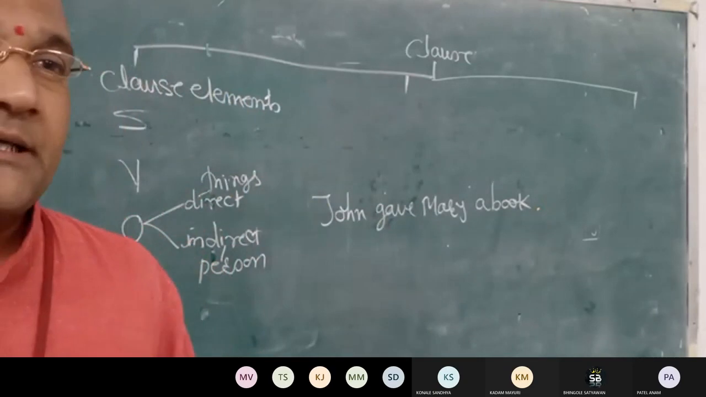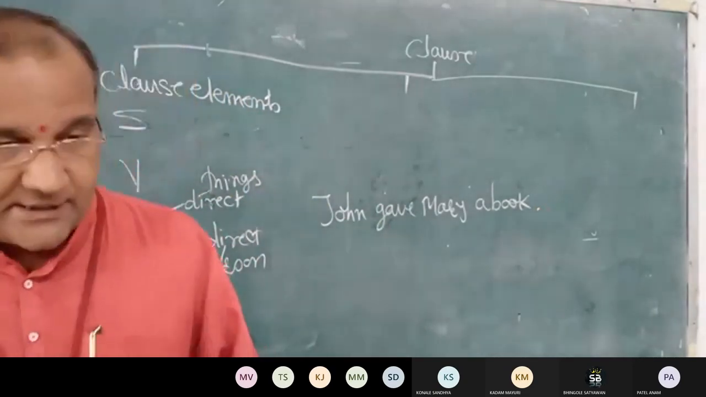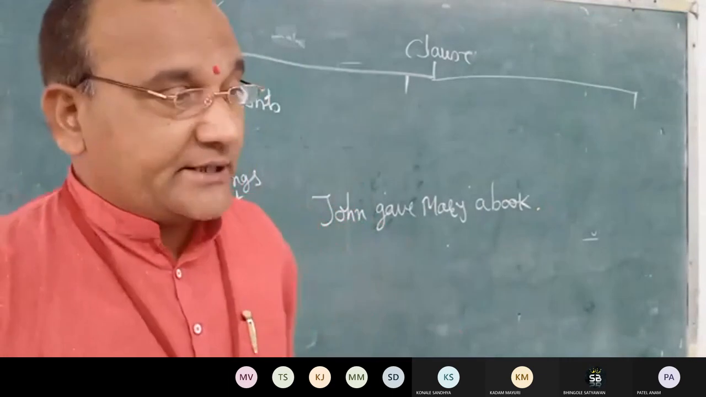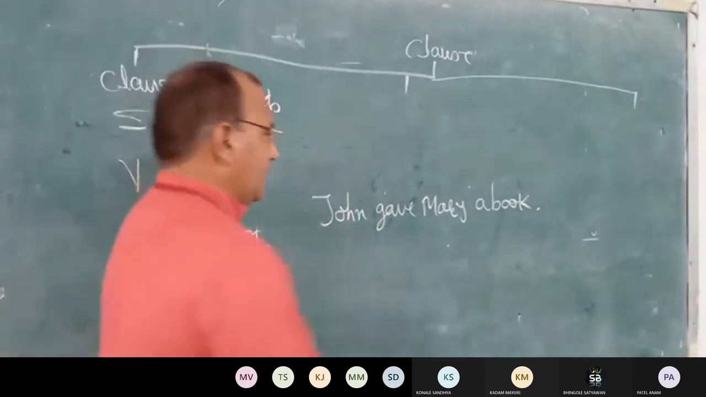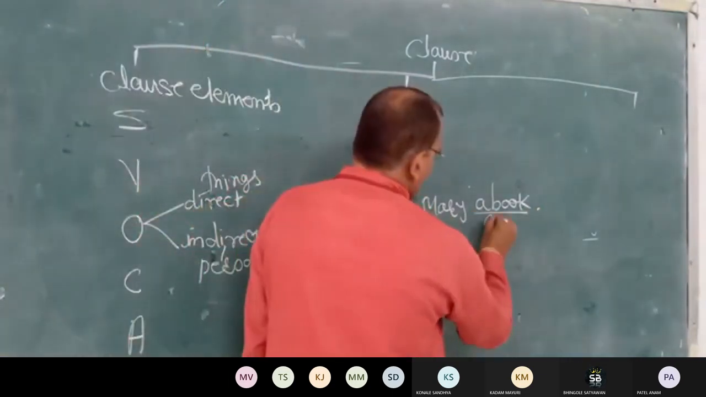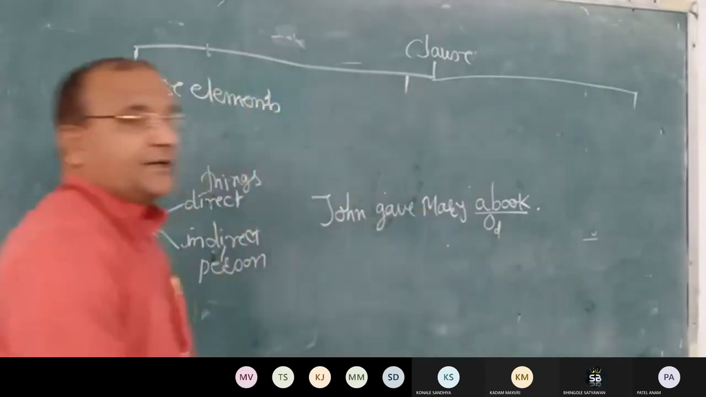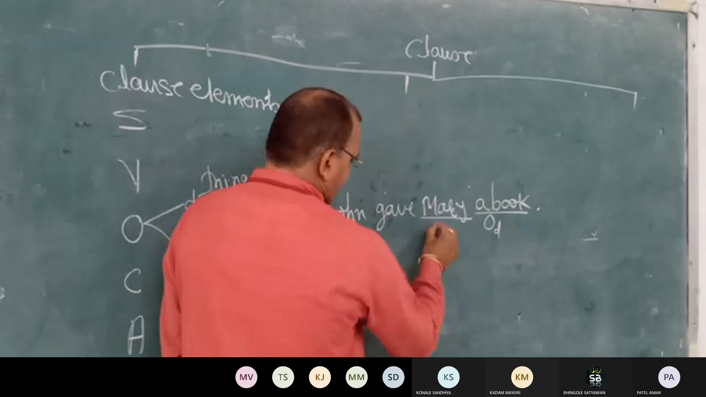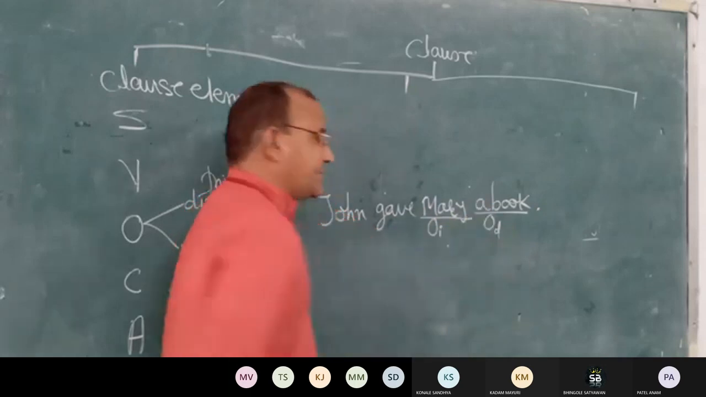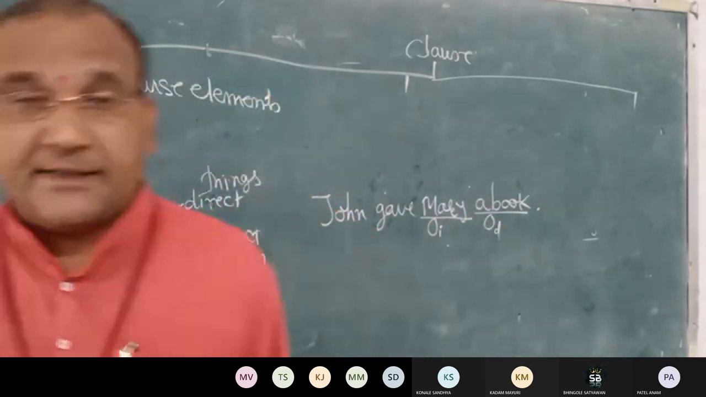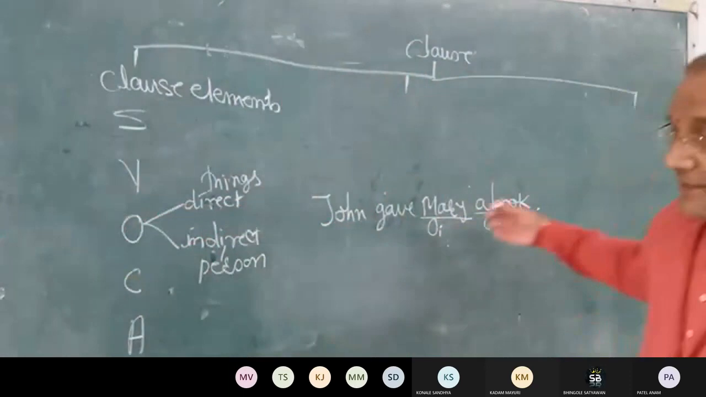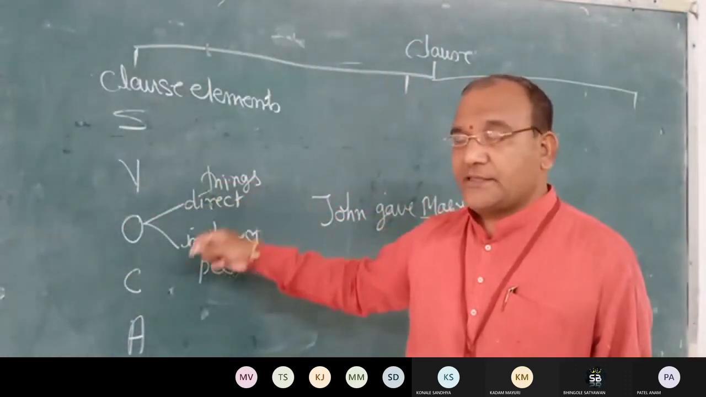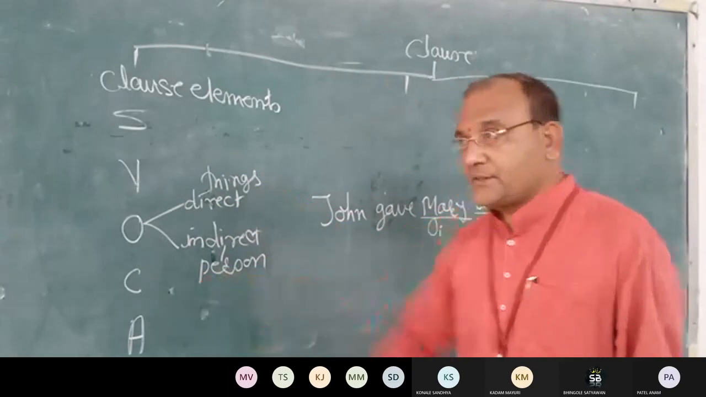Now, to find an object in a sentence, there are two techniques I suggested. Ask the question what and whom to the verb. So what did John give? A book. So the what question gives the direct object. Whom did John give a book? Mary. Mary is a person, book is a thing. So direct object refers to things, indirect object refers to persons.